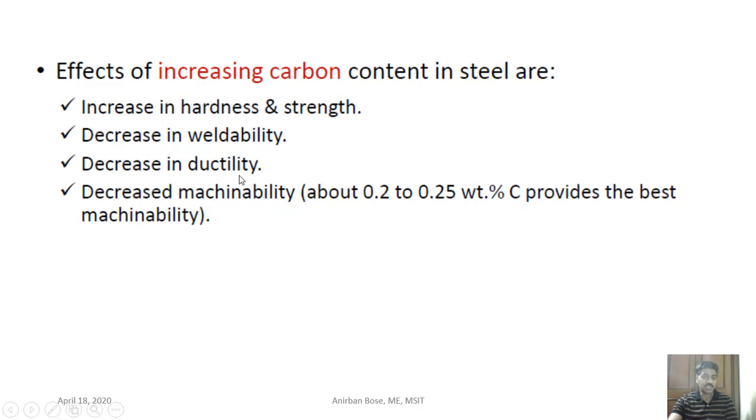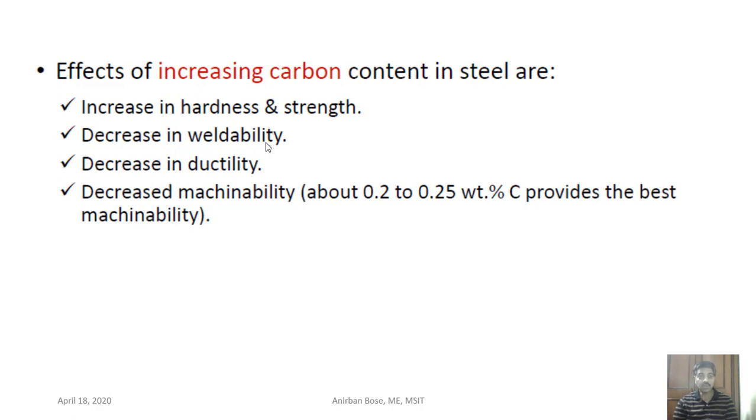Ductility decreases means its toughness will decrease, which is also not good. Weldability decreases means that high carbon steels cannot be used for welding and for joining purposes, for structural purposes it will be very difficult. So it is not only the properties. Ultimately, with the help of these materials, you have to create some machine component or structural thing.